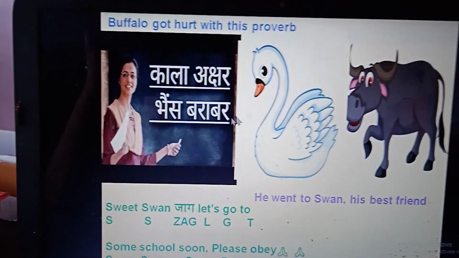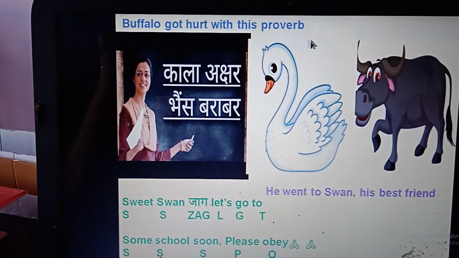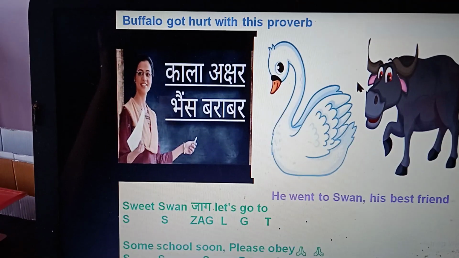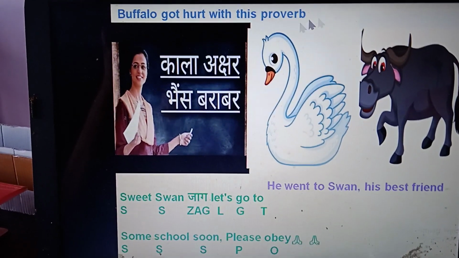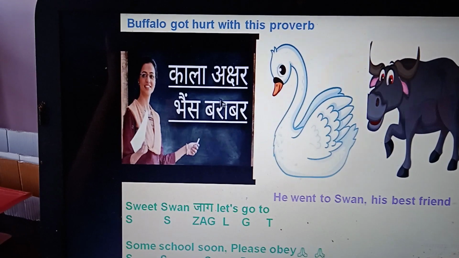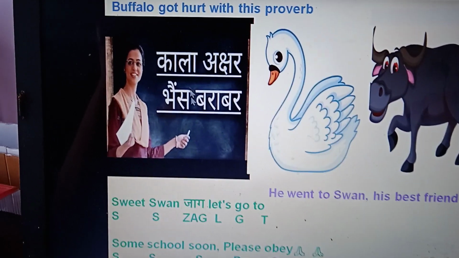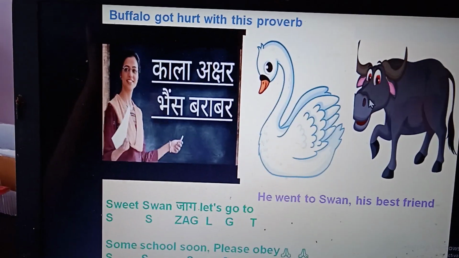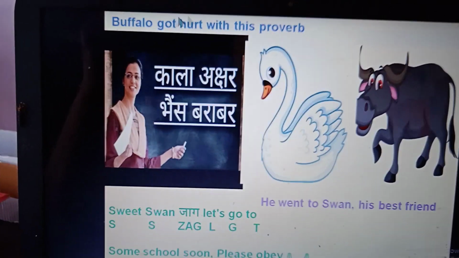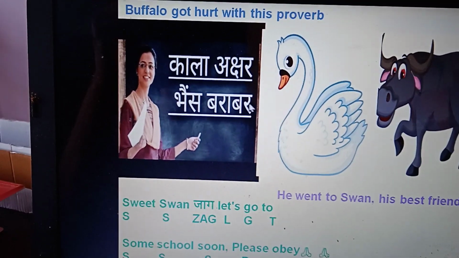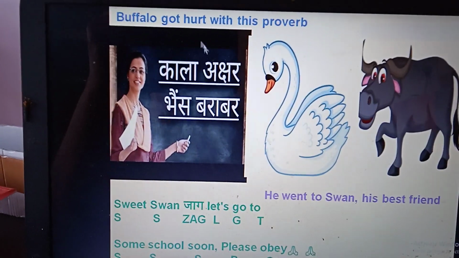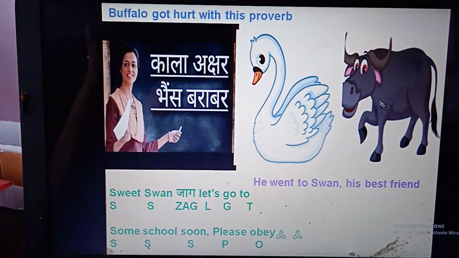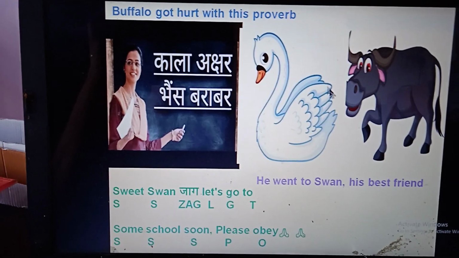Yeah, the buffalo got hurt with this proverb. Now we have completed all the layers. Now we are progressing towards the nerve supply and arterial supply. Now what is here? Kala akshar bhais barabar. This is about the buffalo. And the buffalo got hurt with this proverb, kala akshar bhais barabar. Everyone thinks that he is illiterate, and he got hurt.